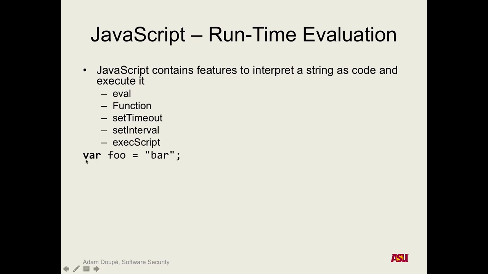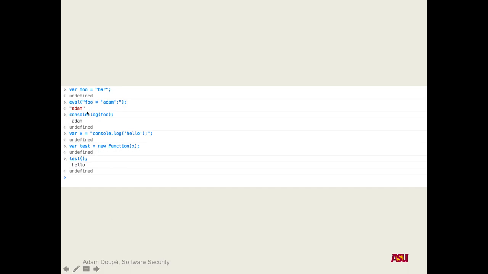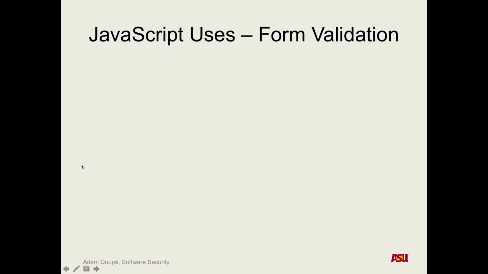So you can do something like this. If I have a variable foo equals the string var, I can eval, and so I'm passing into eval a string, and this string is foo equals single quote Adam single quote semicolon. And then I can say console.log foo, what's this gonna output? Adam. Adam, yeah, so I'm executing code. I'm fundamentally turning strings into code at runtime. And so I can do interesting things here, like variable x. I can create test, which is this new Function, called test, which will log out hello. So I eval that, I did console.log foo, I got Adam. I said x.test, hello. So this logs out hello when I do this here.